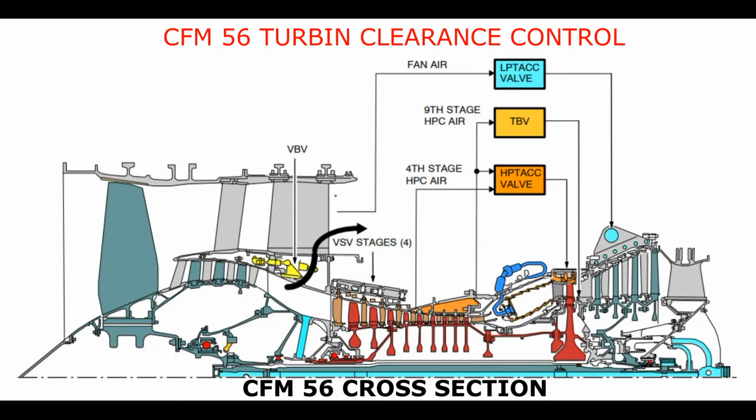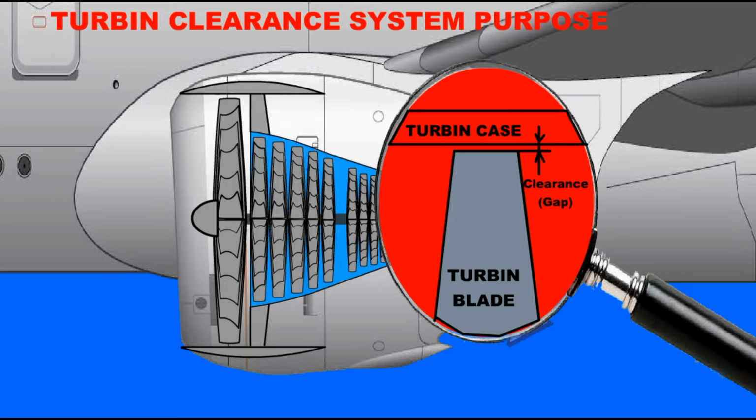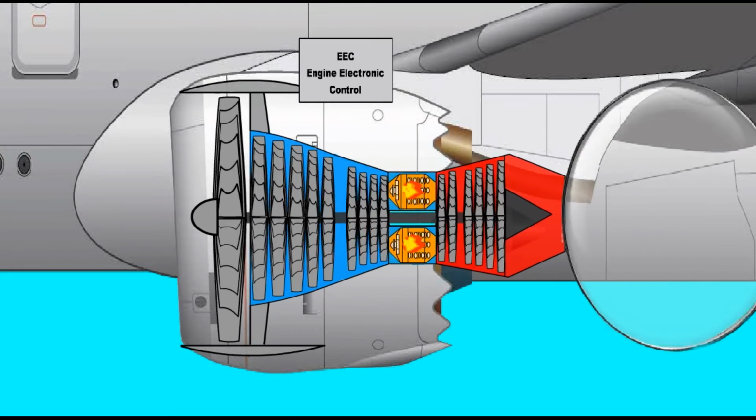Let's take a look at how the turbine clearance system works on CFM56 engines. During engine operation, the operation of the turbine clearance system is managed by an electronic engine control called EEC, which we can refer to as artificial intelligence. The turbine clearance control system ensures that the gaps between the cases of the high-pressure turbine and low-pressure turbine blades are generally kept to a minimum.